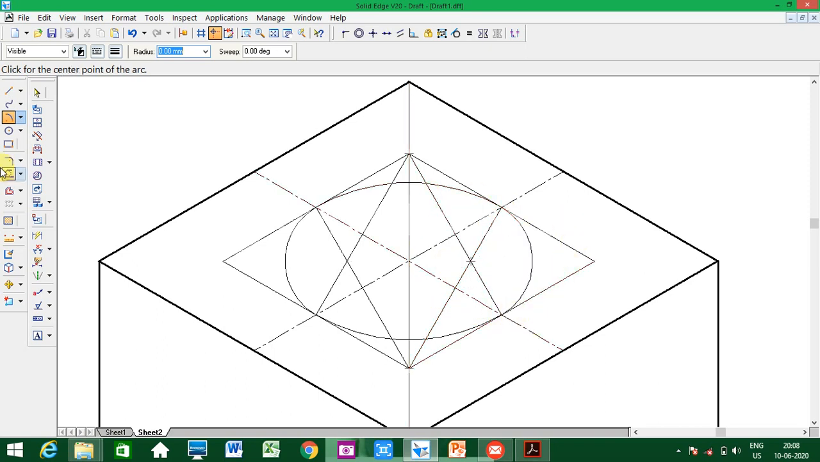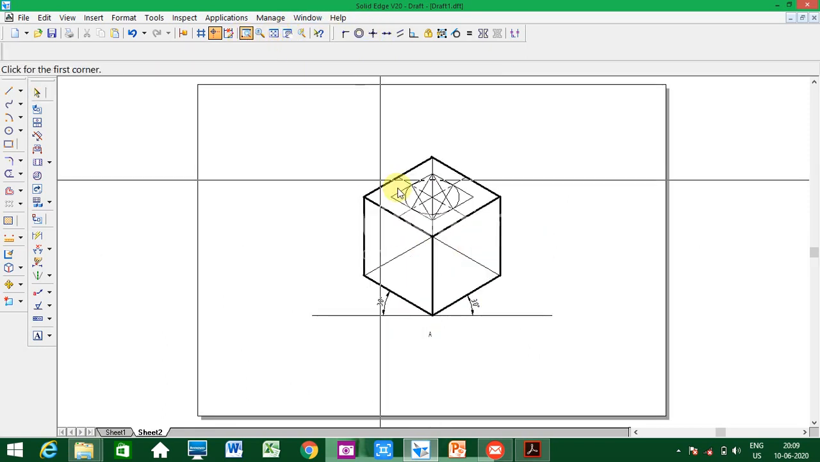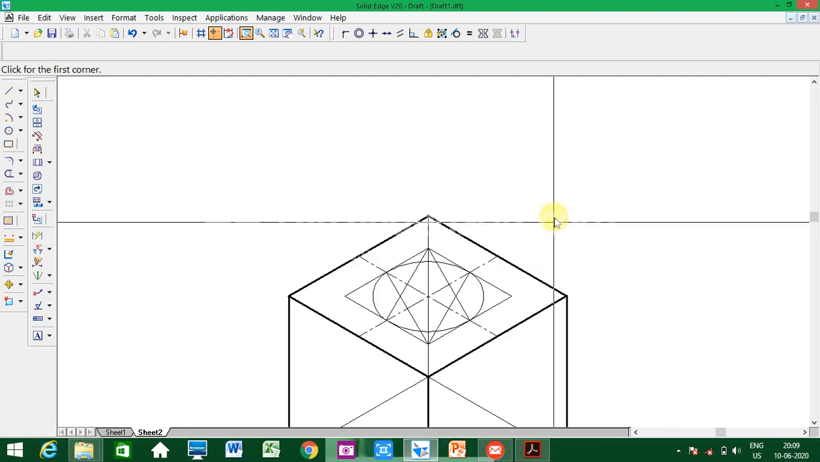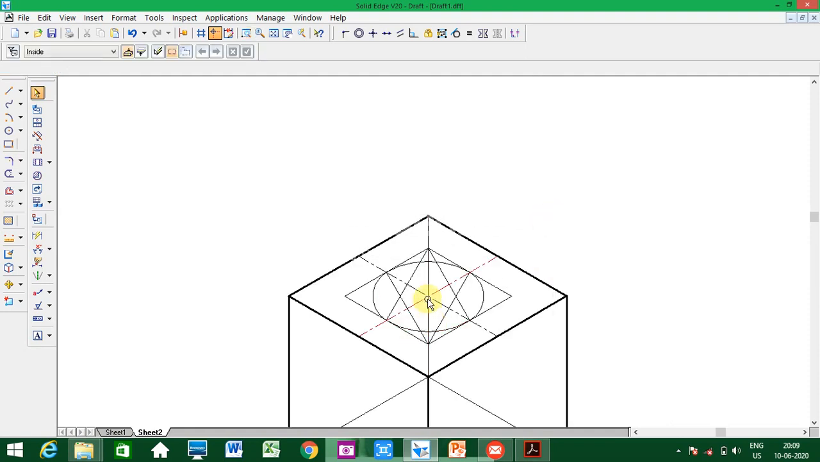So this is the complete isometric circle you have to draw. Manually you can do it. Now you don't darken all these lines. I'll zoom into this portion. This is the center of this cube and also the center of the base of the cone. From here you have to measure the height of the cone. 40 mm is mentioned here, so I'll take 40 mm.